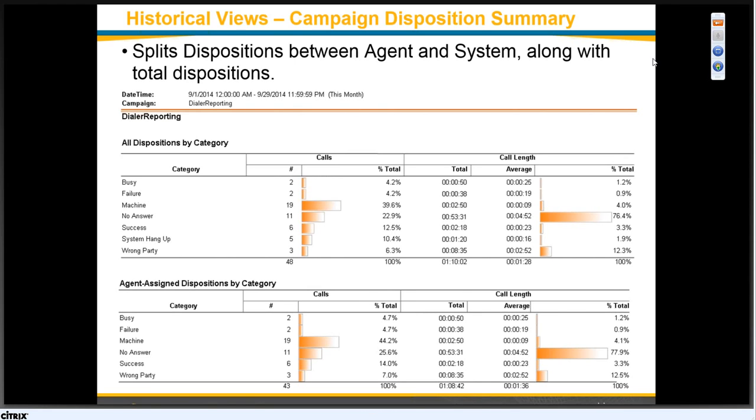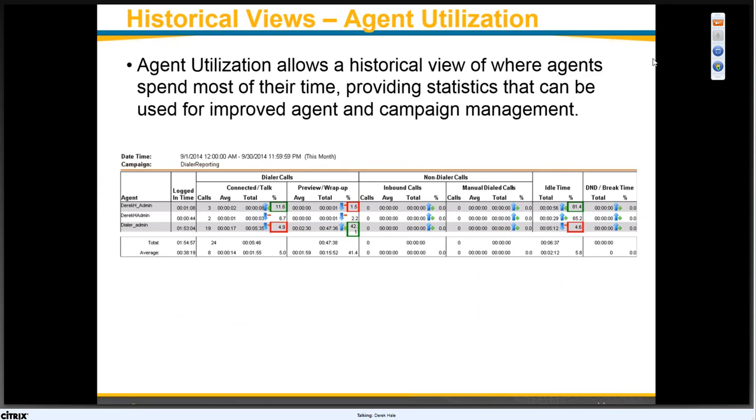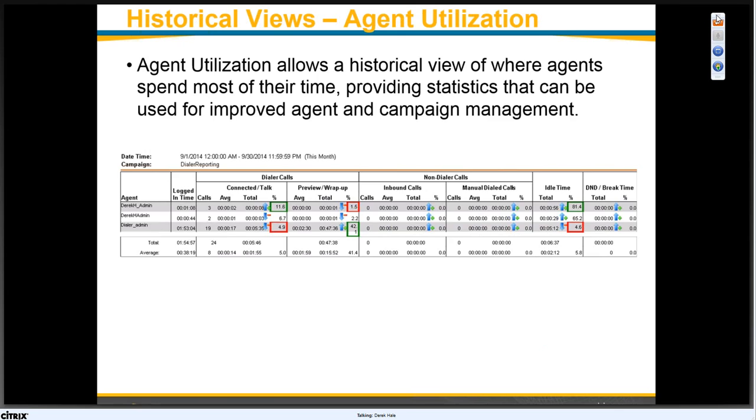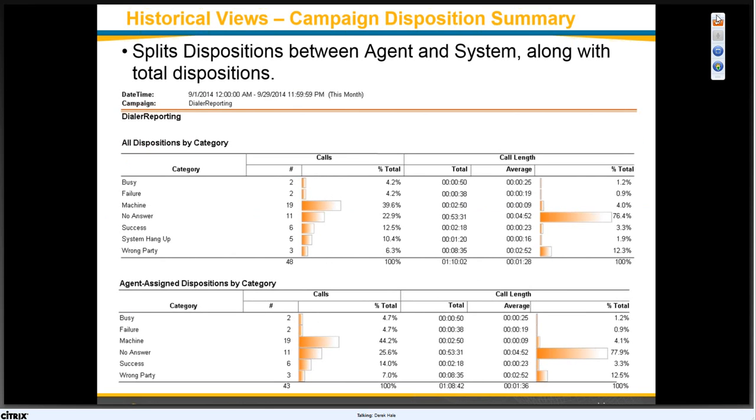I don't believe you can separate it by agent, unless I'm just forgetting one of, oh yeah, agent disposition summary. So yeah, you can separate it by agent. And on this view, you can also separate it by campaign, because again, if you look in the top left, you'll see the date time that we configured to run the report for. You'll also see campaign dialer reporting. I hope that answers your question. If not, let me know if there's anything you want more. Yeah, there's agent disposition summary, and we already went over the campaign disposition summary. So that should do it.